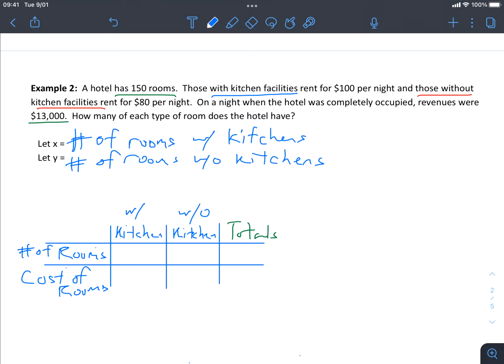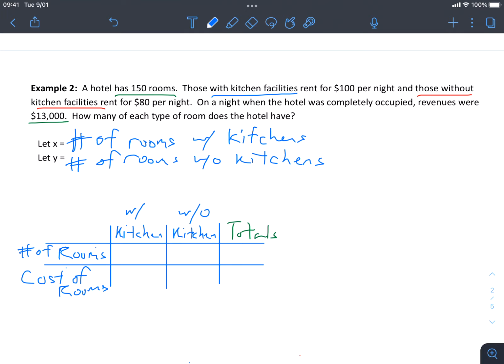a hotel that has 150 rooms and some have kitchens, and the ones with kitchens rent for $100 a night, and when they don't have a kitchen, they rent for $80 per night. So on a night when the hotel was completely occupied, where every room was filled, revenues for the hotel were $13,000. So they made $13,000 when they filled up every room. So we want to find out how many of each type of room the hotel has.